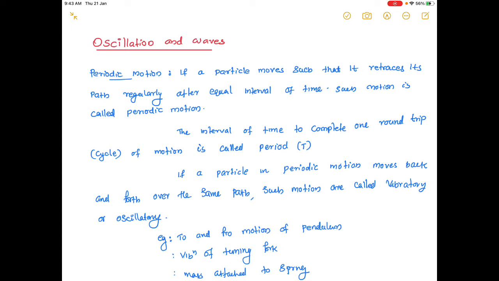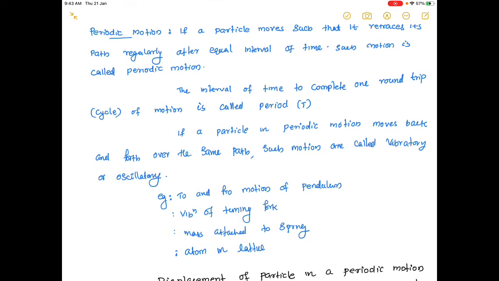For any periodic motion, the interval of time to complete one round trip, which we also call one cycle of motion, is called the period. So the period means the time taken to complete one cycle of a periodic motion. If a particle in a periodic motion moves back and forth over the same path, such a special kind of periodic motion we can also call vibratory or oscillatory motion.